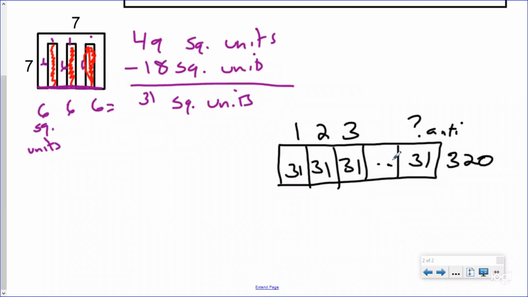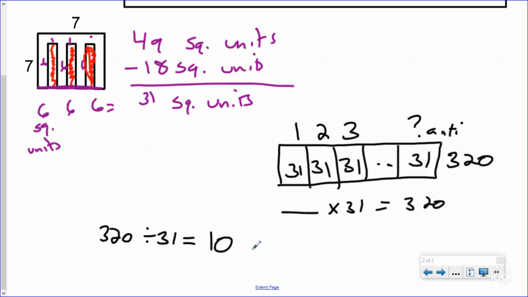Well, the equation that this is asking me is blank groups of 31 fit into 320. But to solve this missing factor, I need to rewrite this as division. So I'm going to divide 320 divided by 31. And that's going to give me 10 antiviral drugs with a remainder of 10 square feet, which makes a lot of sense because when I went back to my visual model, there were 10 sections, each of them was 1 square unit, that were left over that I couldn't cover up.